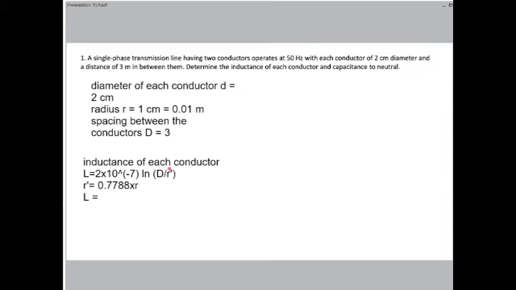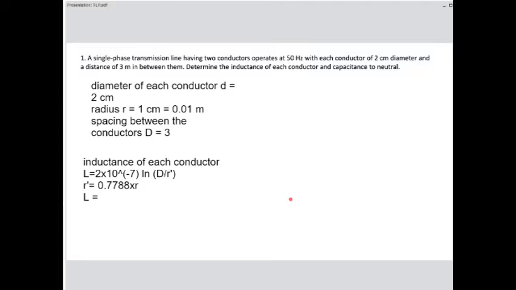The unit is Henry per meter. Inductance is in Henry per meter. So calculate that L and quickly tell me. It is not Henry, it has to be Henry per meter. It can't be Henry only. Please take note of the unit. The unit has to be Henry per meter.